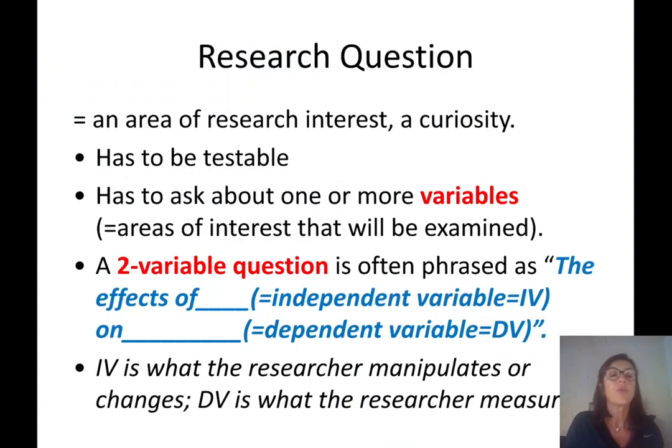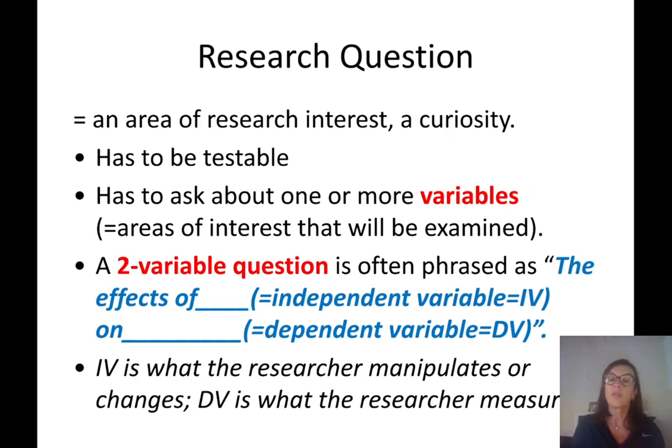Again, to review, a research question is really an area of interest, a curiosity, but it has to be testable. And here's some important vocabulary that is really foundational. You need to know what this highlighted vocabulary is, make flashcards of it. So let's go over it. My research questions ask about specific variables. The variables in research are what we call these areas of interest that we examine.